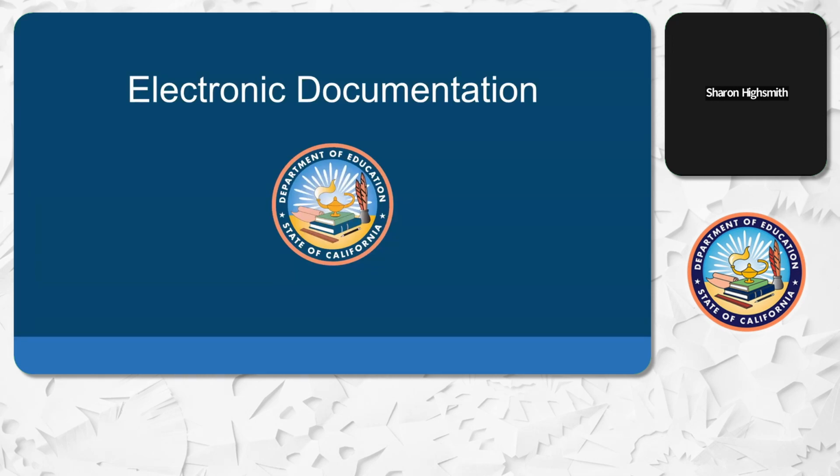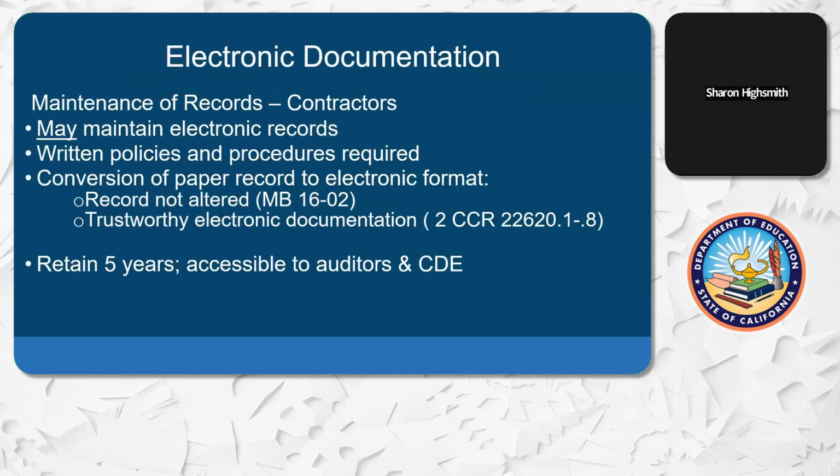Okay, we'll be going over electronic documentation. Next. Contractors may maintain electronic records. Management Bulletin 1602 provides information on how to maintain, convert, store, and destroy records. CCR 22620 provides standards for trustworthy electronic documents and record preservation. Please keep in mind that you are required to retain records for 5 years. Next.